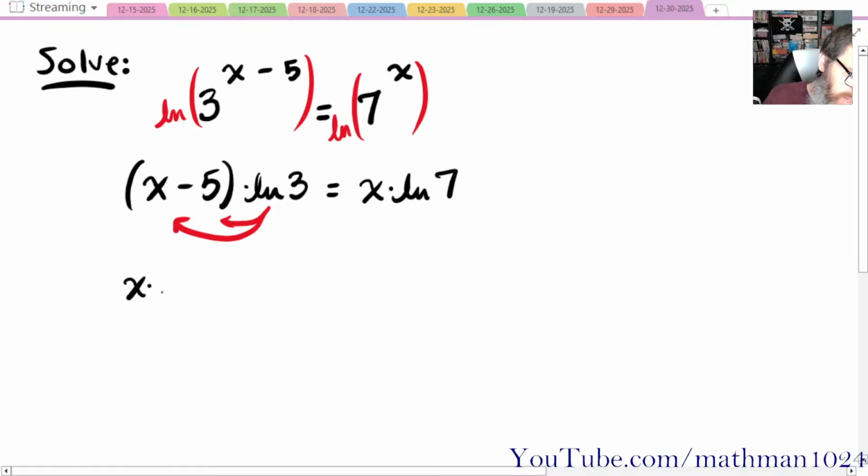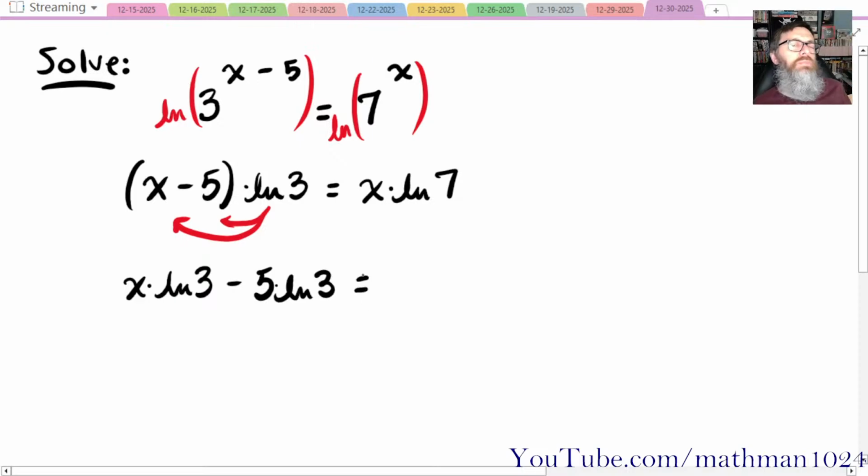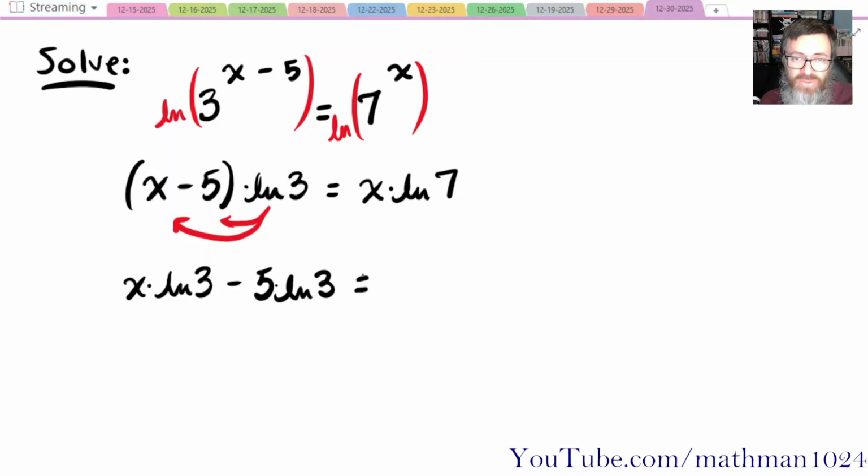So this gives me x times the natural log of 3 minus 5 times the natural log of 3. Make sure that you don't put x and you don't put other numbers behind the natural log except for what is inside the natural log. This is the natural log of 3.